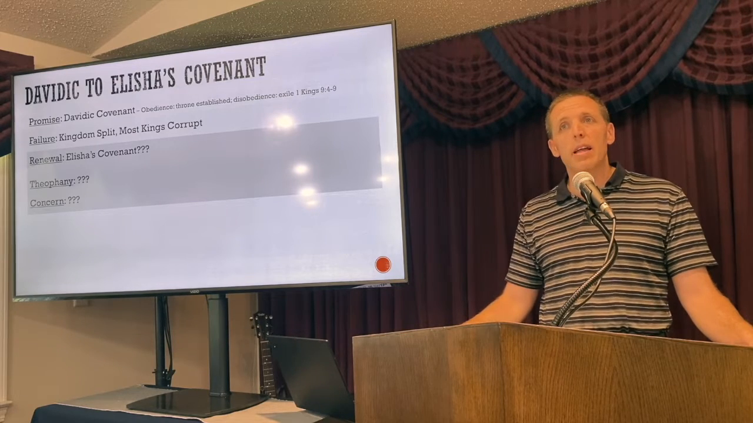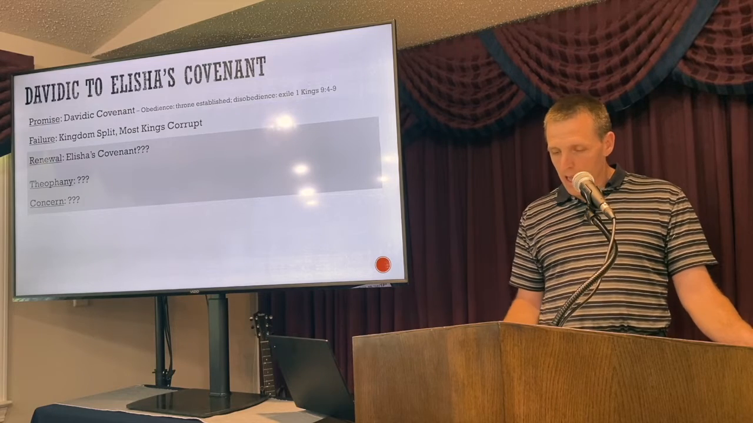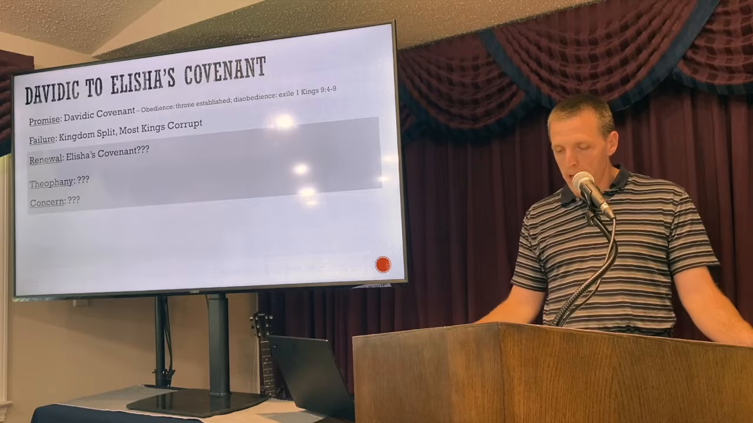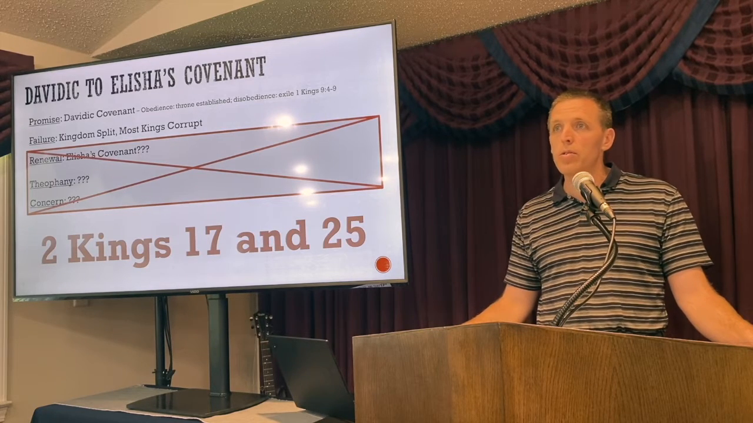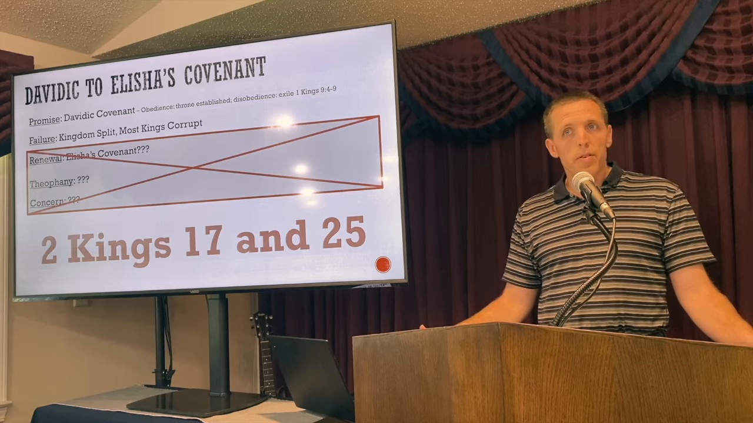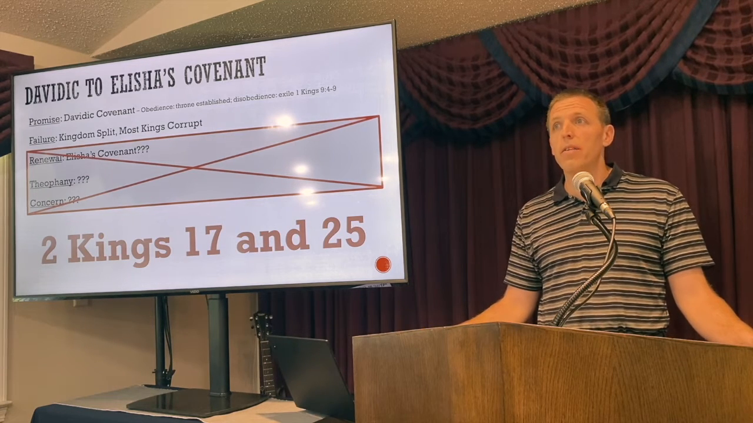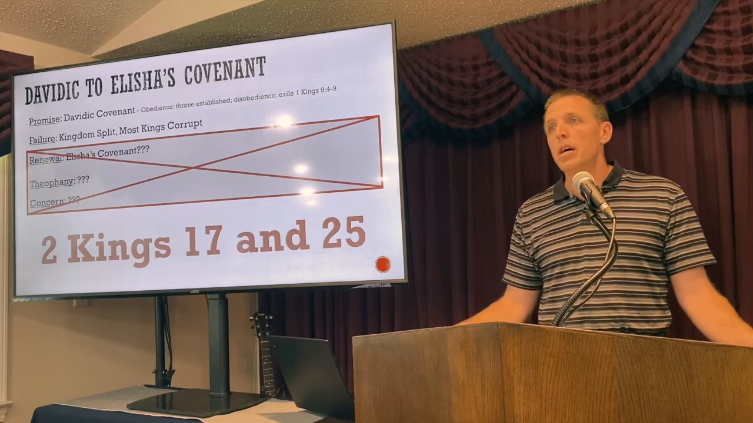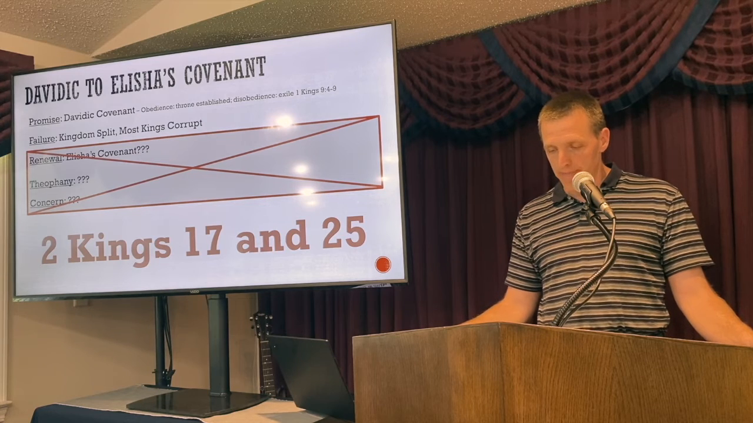So again, even though Elijah was rejected in a sense, it feels like Elisha is going to be our man, right? So that's what we expect. But as I mentioned already, there is none. Elisha does those miracles. He comes off the scene, he dies, and then we have 2 Kings 17 and 25, which is the destruction of the northern kingdom by Assyria and the destruction of the southern kingdom by Babylon.